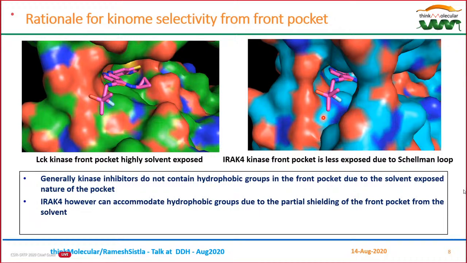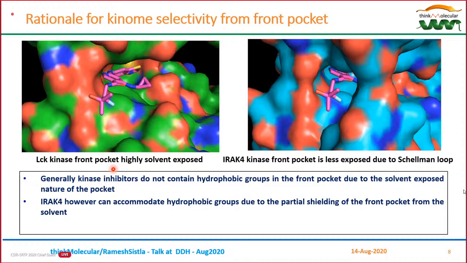That the IRAK4 front pocket was more tolerant to hydrophobic substitutions like the gem dimethyl or the fluoro here, as opposed to LCK. And by the same token, by extension, a lot of kinases have a very exposed, shallow front pocket like this. Therefore, this front pocket was not tolerated in those, and that was our hypothesis of why this front pocket actually gave us good selectivity against a number of kinases, right?